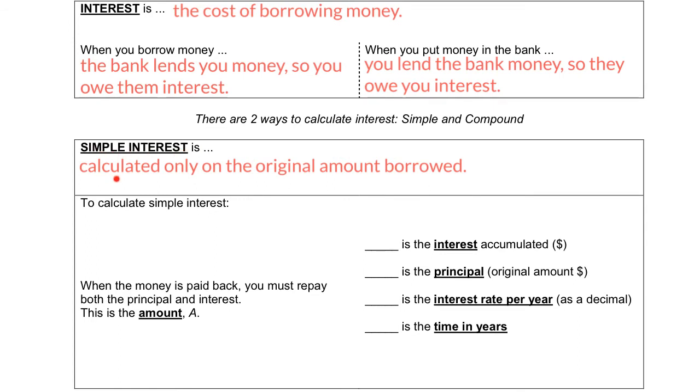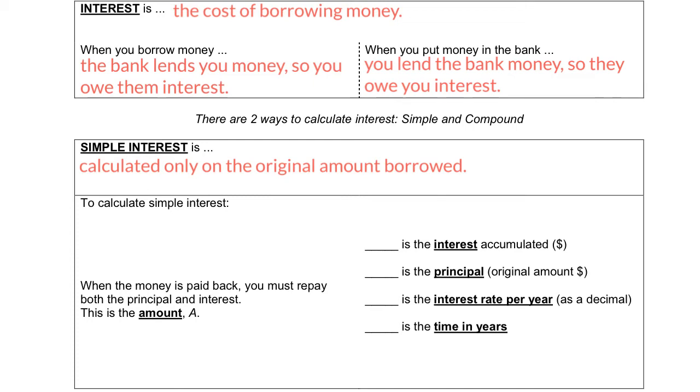Simple interest is calculated only on the original amount borrowed. Now, what do I mean by that? Well, I want to contrast these two ideas of simple and compound interest. Let's say I borrow $100 from you, and you're charging me 1% interest per week. So that means every week I don't pay you back the full amount, I owe you 1% of what I borrowed. So if it's simple interest, every week I don't pay you back, I owe you $1.